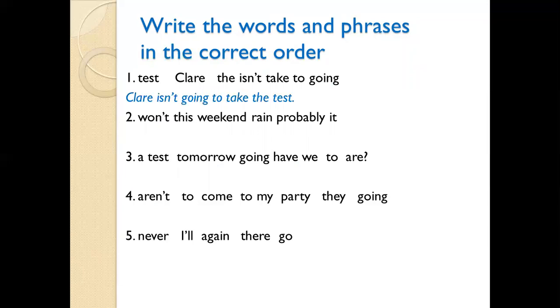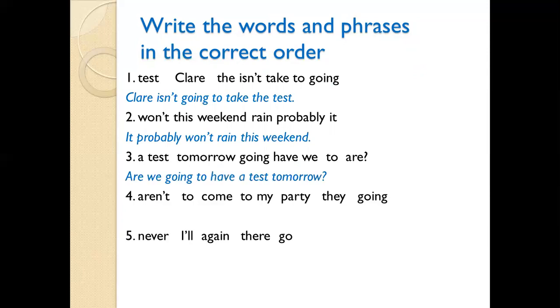Claire isn't going to take the test. You are right. You choose probably before the auxiliary verb with not, because it is a negative sentence. It probably won't rain this weekend. Are we going to have a test tomorrow? Everything is correct.